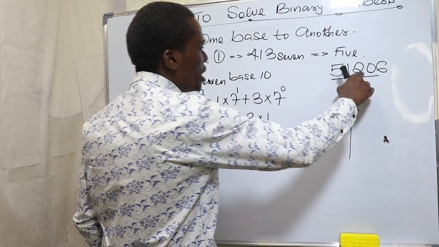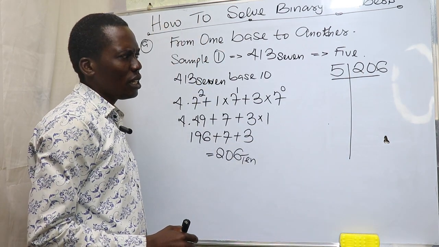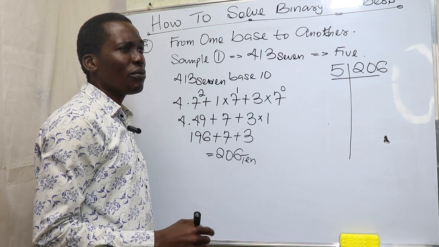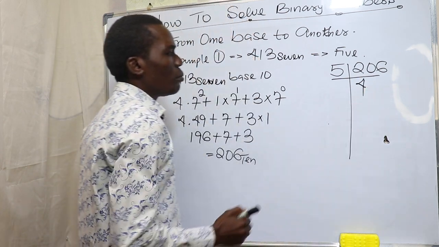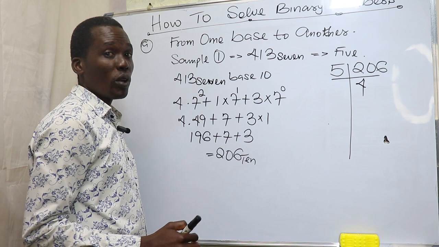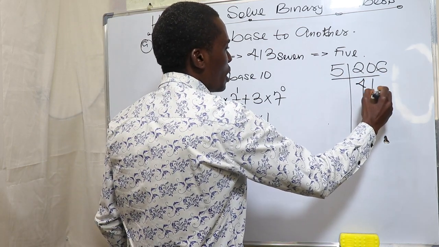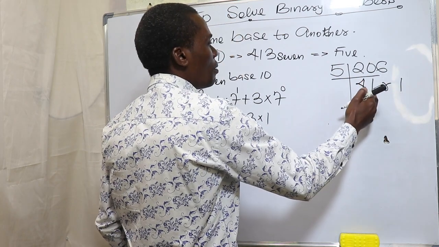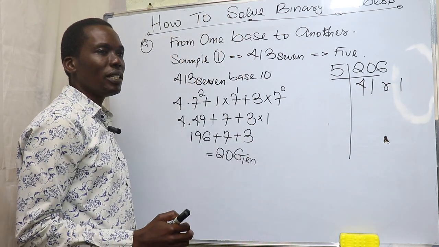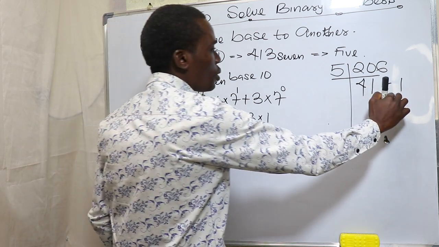So I do 20 divided by 5. 20 divided by 5 gives me what? 20 divided by 5 gives me 4, because 4 times 5 gives us 20. 6 divided by 5, we will get only one 5. And remember, it will give us what? 1, because 5 times 1 gives us 5. 6 minus 5 gives us 1.